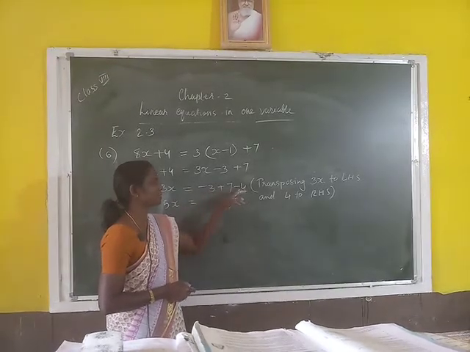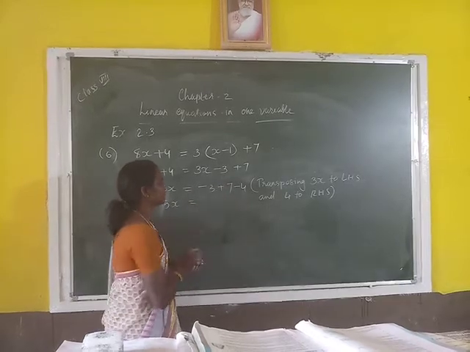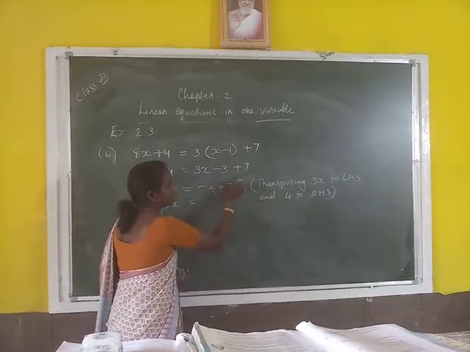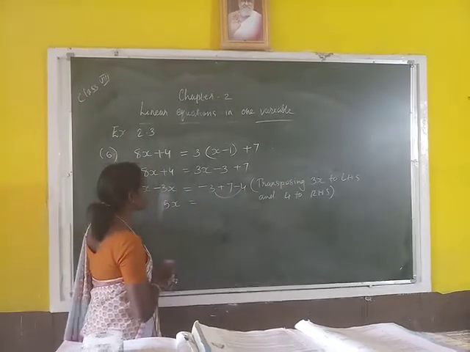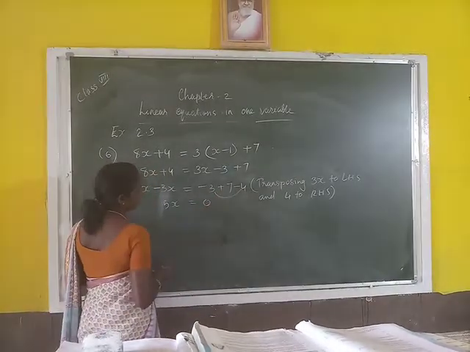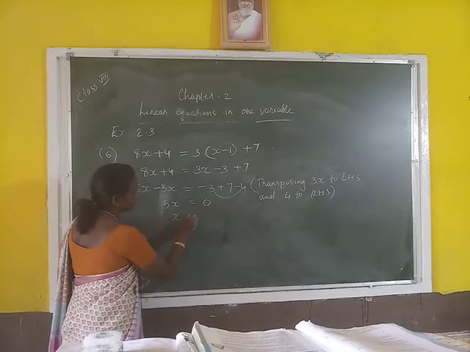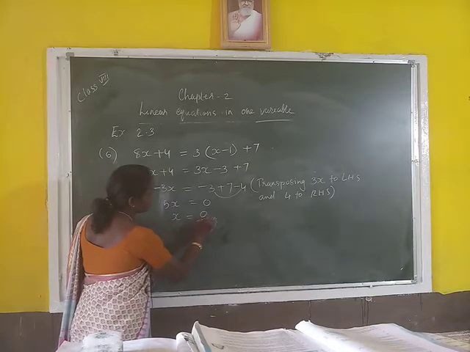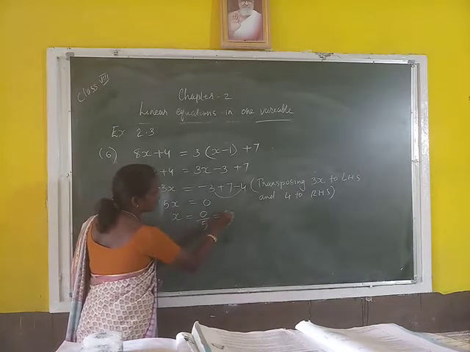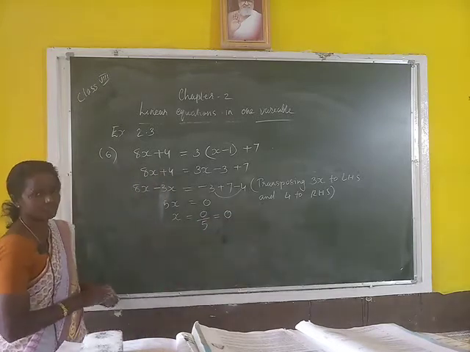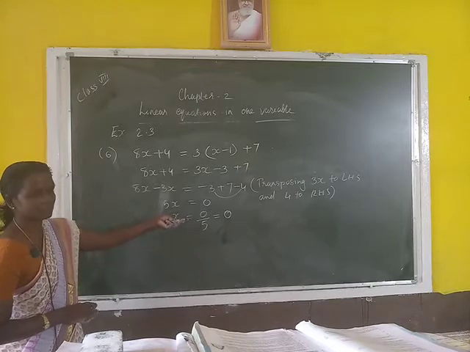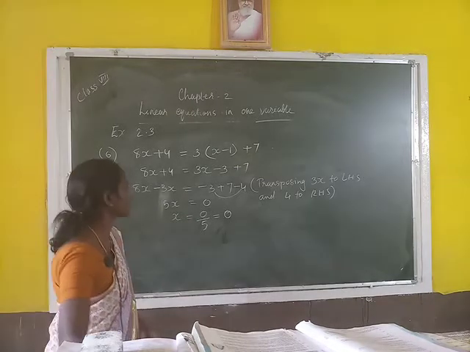Negative, negative plus negative, negative. Then we get its answer, negative 7. Negative 7 plus positive 7, what is its answer? 0. Then x is equal to 0 by 5, which is equal to which number? 0 divided by 5 is 0. So the solution of this equation is 0.